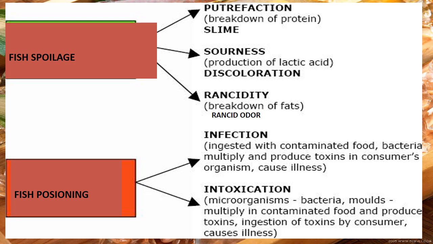When contaminated food with bacteria is ingested, the bacteria multiply and produce toxin in the consumers, and then cause illness. So that's the infection, and sometimes there can be intoxication. Many organisms which grow in the fish and produce toxin may die, but the toxin will be there when we consume the fish, and that also can cause illness. So that is called intoxication.